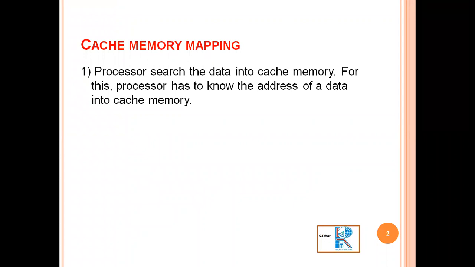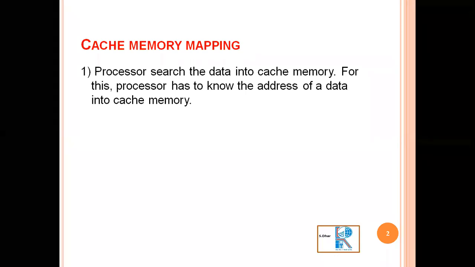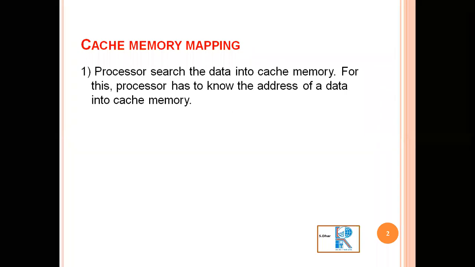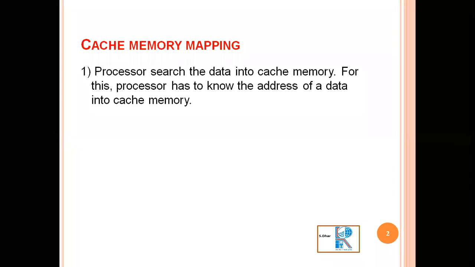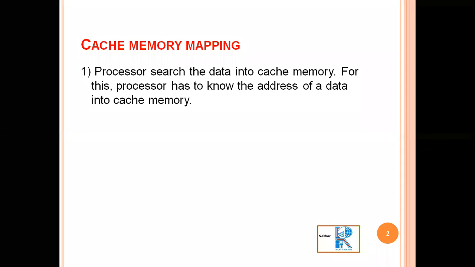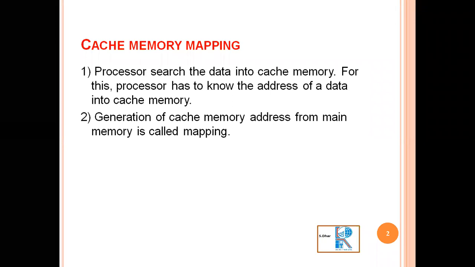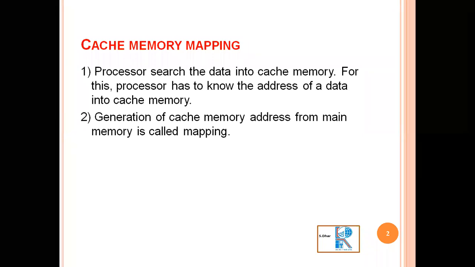What is the function of the cache memory? The function of the cache memory is to store a small portion of the main memory. It is a high-speed memory, and it is used to bridge the speed gap between the processor and the main memory. That means the portion of the program in the main memory which is used again and again, if I put that portion into the cache memory, then the performance of the system will go up.